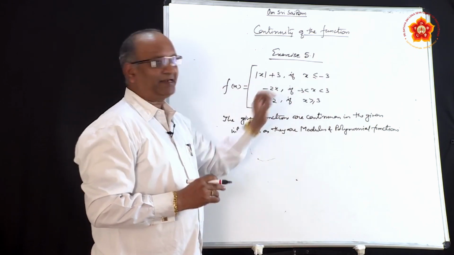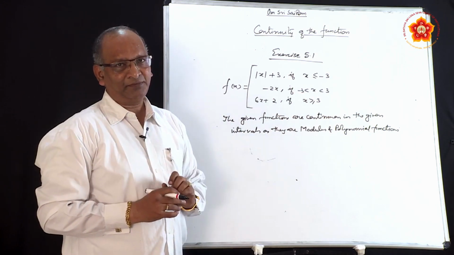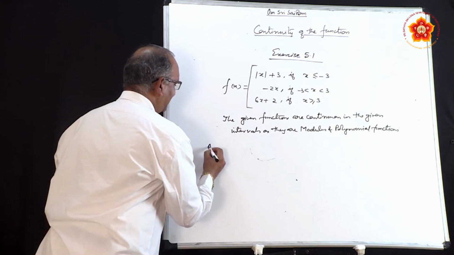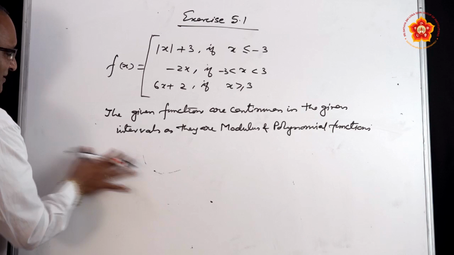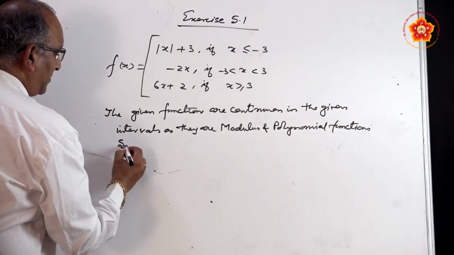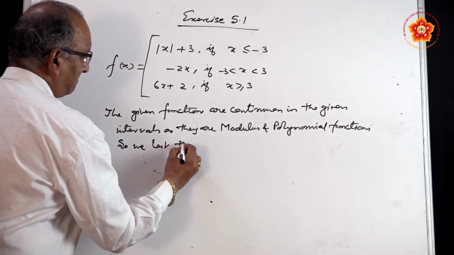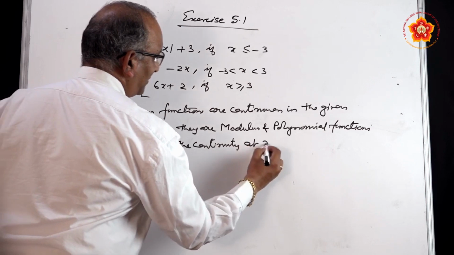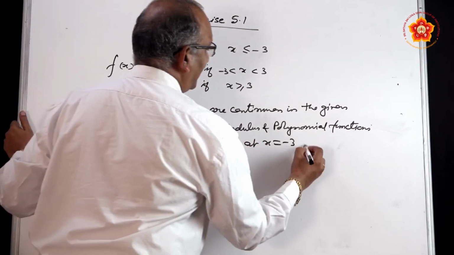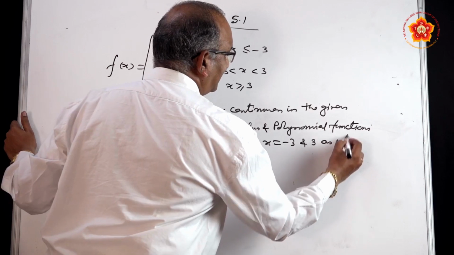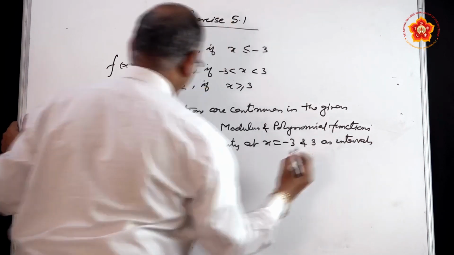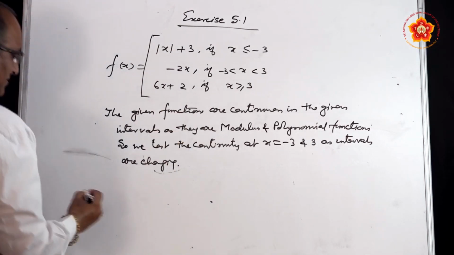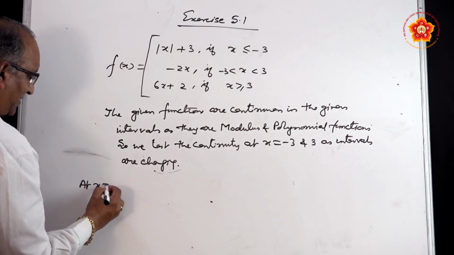This is the function if it is greater than minus 3. So let us check at minus 3, then check at 3. Before you write this, you can also say, so we test the continuity at x equal to minus 3 and 3 as intervals are changing. Since intervals are changing, we are going to test. So let us take up first x equal to minus 3.